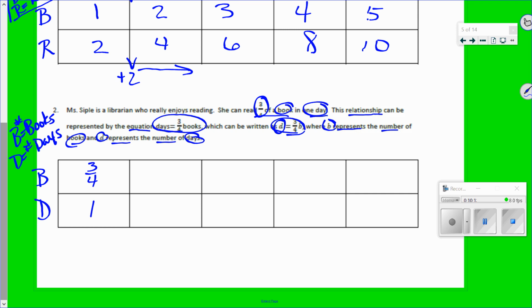So, it could be 6/4. How did you get that? I added. You added? Okay, so you're looking at it from an additive standpoint. So 3/4 plus 3/4 is 6/4, or 1 and 2/4, or 1 and 1/2. On the bottom, I'm adding 1. That makes it 2. So now we've established our pattern. So now it's going to be plus 3/4. That gives us 9/4, or 2 and 1/4.